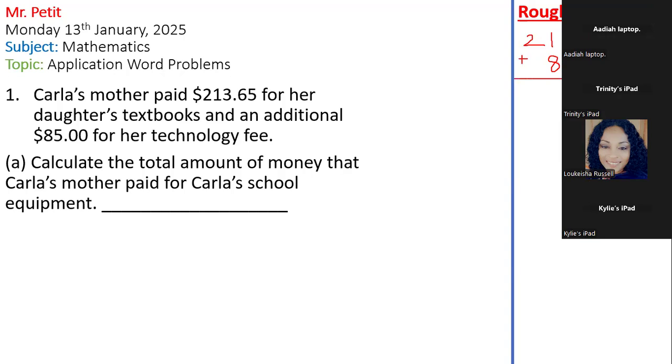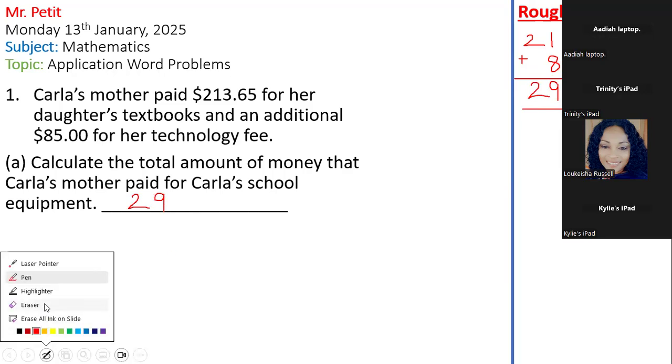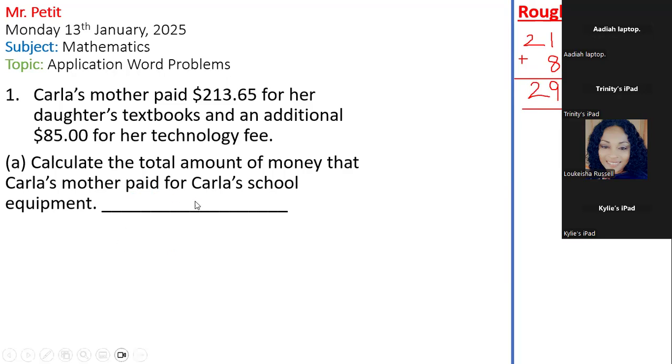And so we have 5 plus 0 is what? 5. 6 plus 0 is 6. Put the point down below. 5 plus 3 is what? 8. 8 plus 1 is 9. And 2 plus 0 is simply 2. And so that means that our answer is going to be what? $298.65. Very good. $298.65. So that's going to be our answer right there.